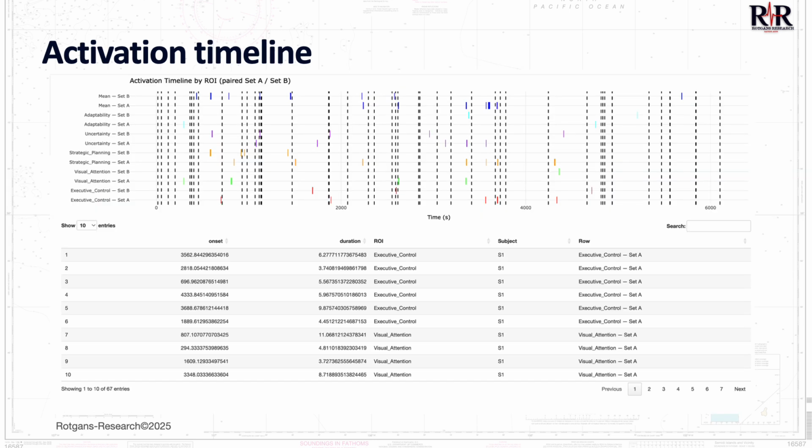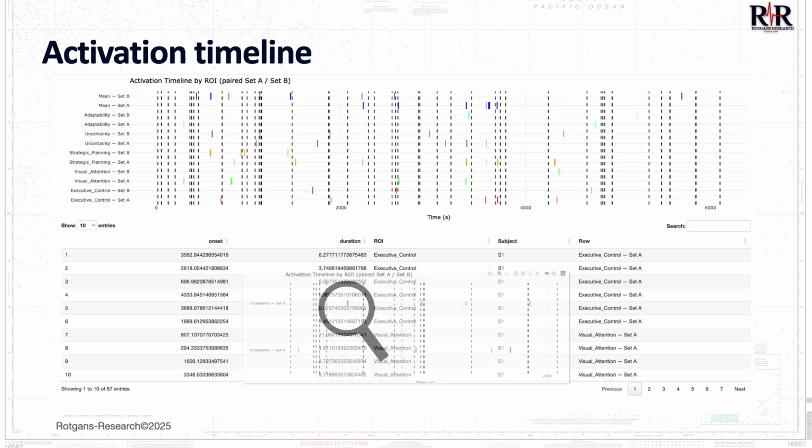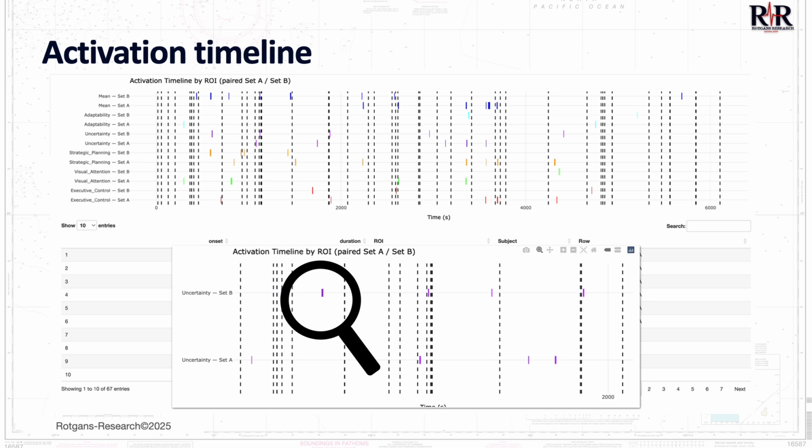Activation timeline. Next, we summarize activations in interactive timelines. Each ROI in each subject has its own row. For example, executive control set A versus executive control set B. Colored bars mark the exact start and end of each detected activation, so we see not just that someone was active, but for how long.